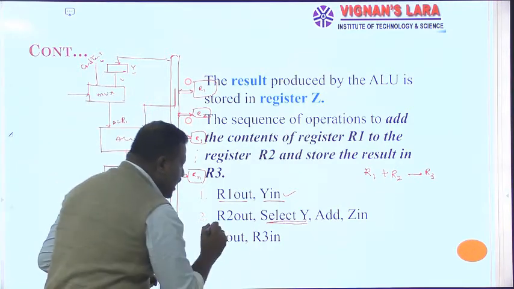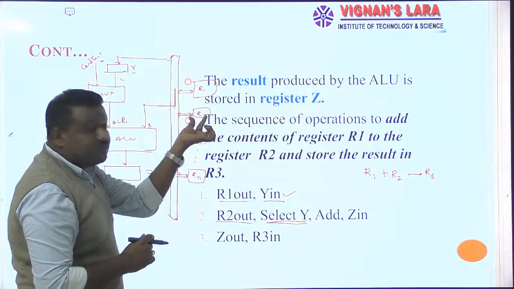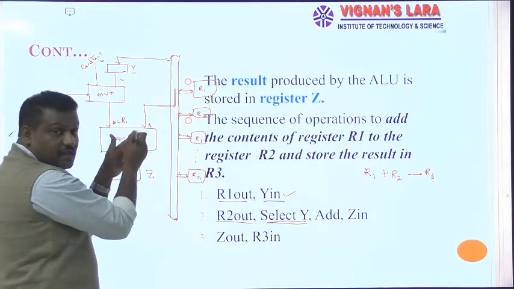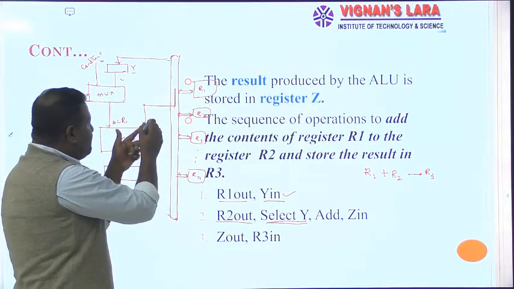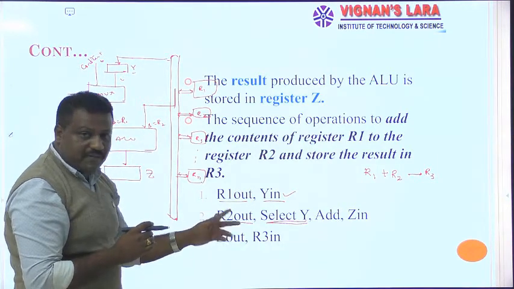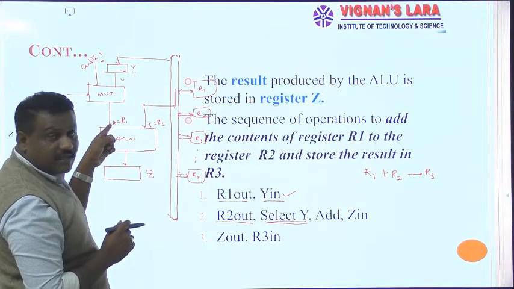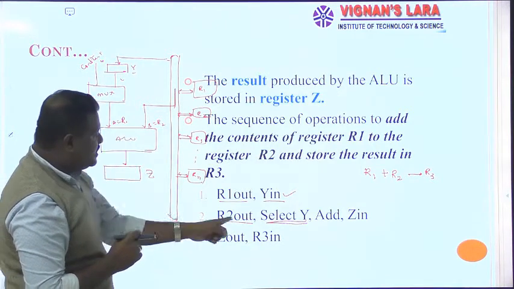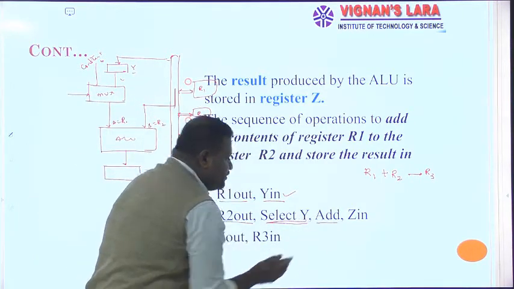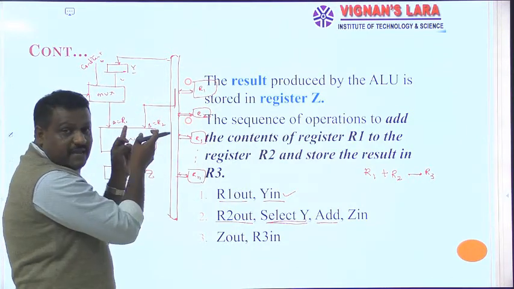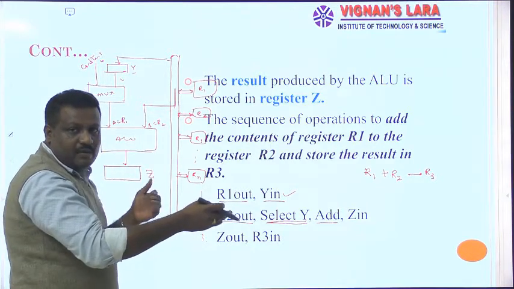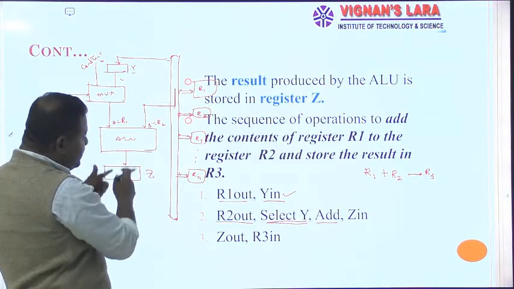Coming to the second, R2 out means whatever value was present in register R2 is placed on the bus and reaches the other input of the ALU as input B. So here B is equal to register R2. By selection of the Y input, the A value is equal to the R1 value, and R2 out is nothing but the B input value. Then I inform the ALU to do addition on the A and B inputs. After it performs the addition, A plus B, whatever result is produced at the output side is copied onto Z.